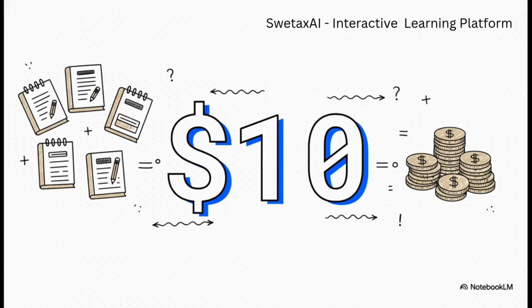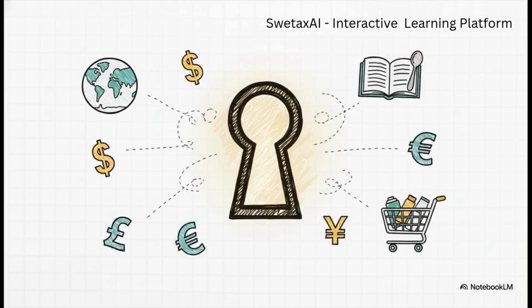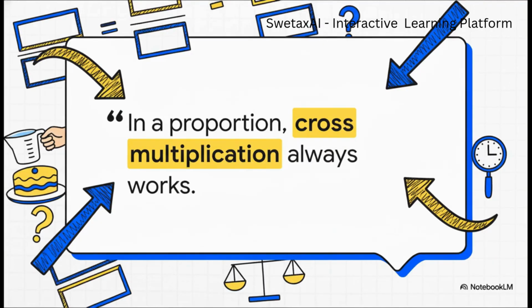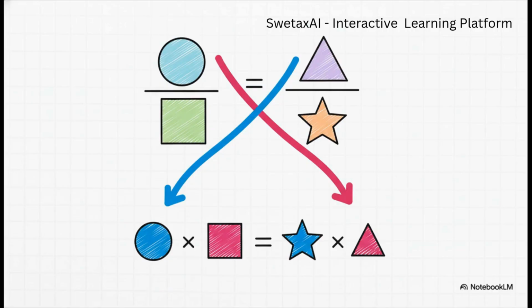Pretty straightforward, right? But why does this work? What's the secret rule that makes this trick possible every time? This is the big idea. In any true proportion, the cross products are always equal. It's a simple algebraic rule, and it's a super powerful shortcut for these problems.